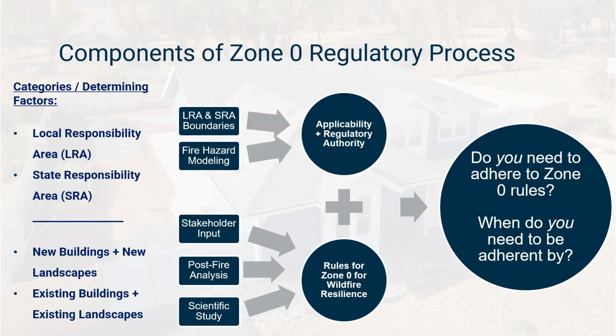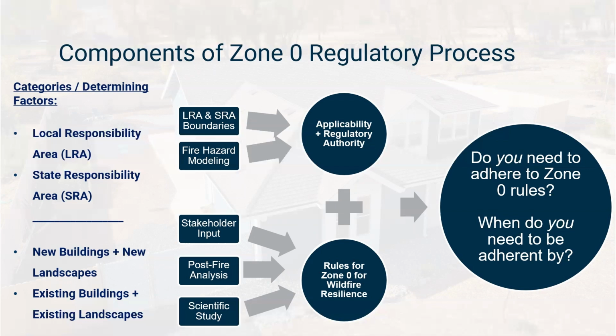And then stakeholder input. So the state has been tremendously receptive to its local agencies. It's going to LA County, Ventura County, Marin County, saying, what do you guys think? What are your thoughts on this? And then the applicability and the regulatory authority, what's informing those things are really the new fire hazard severity zone modeling, and then responsibility areas. So local responsibility area and state responsibility areas.